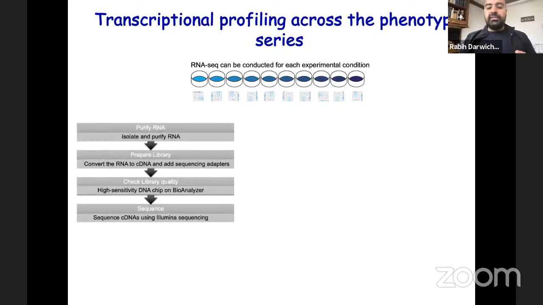How do we do it? Under every condition, with the cells treated under their particular conditions, I purify the RNA and isolate it. Then I prepare the library, which means converting the RNA to cDNA and adding sequence adapters. Then we check the library quality using the DNA chip on a Bioanalyzer. And at the end, we send it for sequencing using Illumina sequencing.